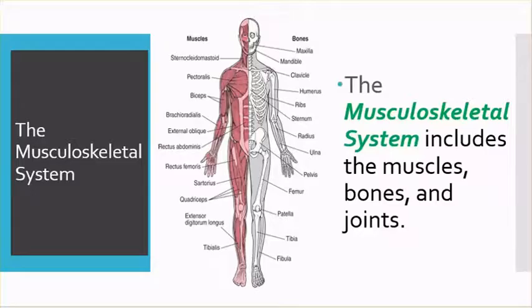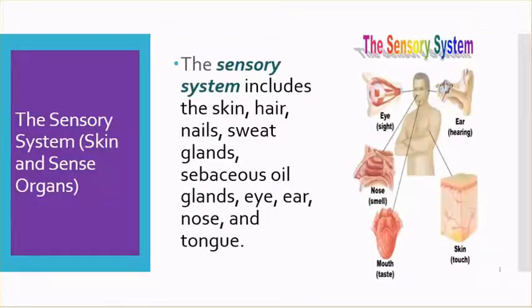The musculoskeletal system includes the muscles, bones, and joints. The sensory system includes the skin and sense organs. The sensory system includes the skin, hair, nails, sweat glands, sebaceous oil glands, eye, ear, nose, and tongue.